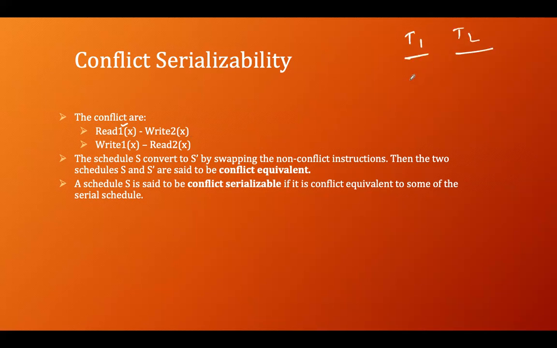There is T1 and T2. There is a read operation on X. After that, there is a write operation on X. In between, there is no operation. This is called read-write conflict.